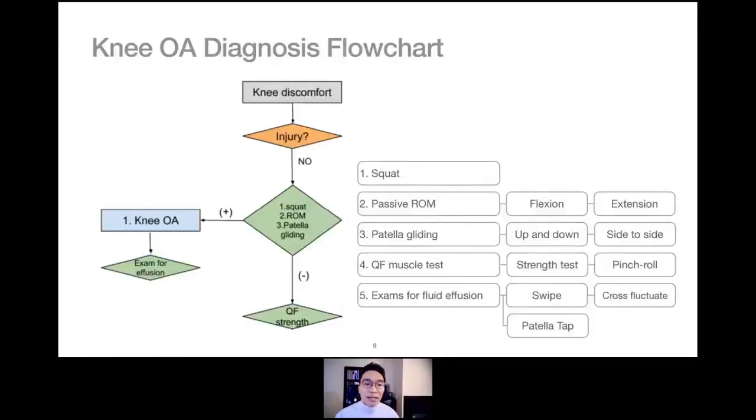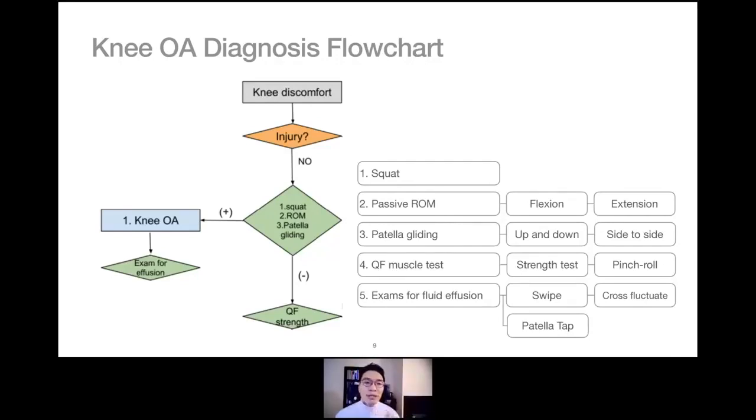So that's the way I allocate all the physical examinations for the knee, and I'm going to recap one more time. The first test we have to do for knee pain is the squat, and then passive range of motion for flexion and extension. The patella gliding test can be done in each direction, up and down and side to side. And we check the quadriceps femoris muscle strength to check if there is any atrophy or dysfunction of the muscle.